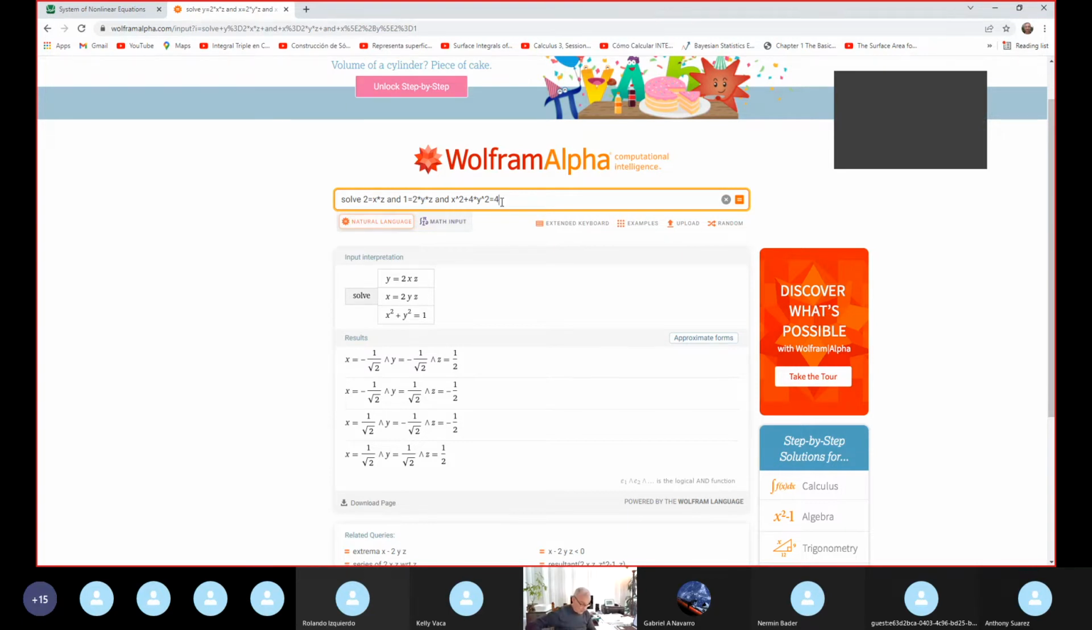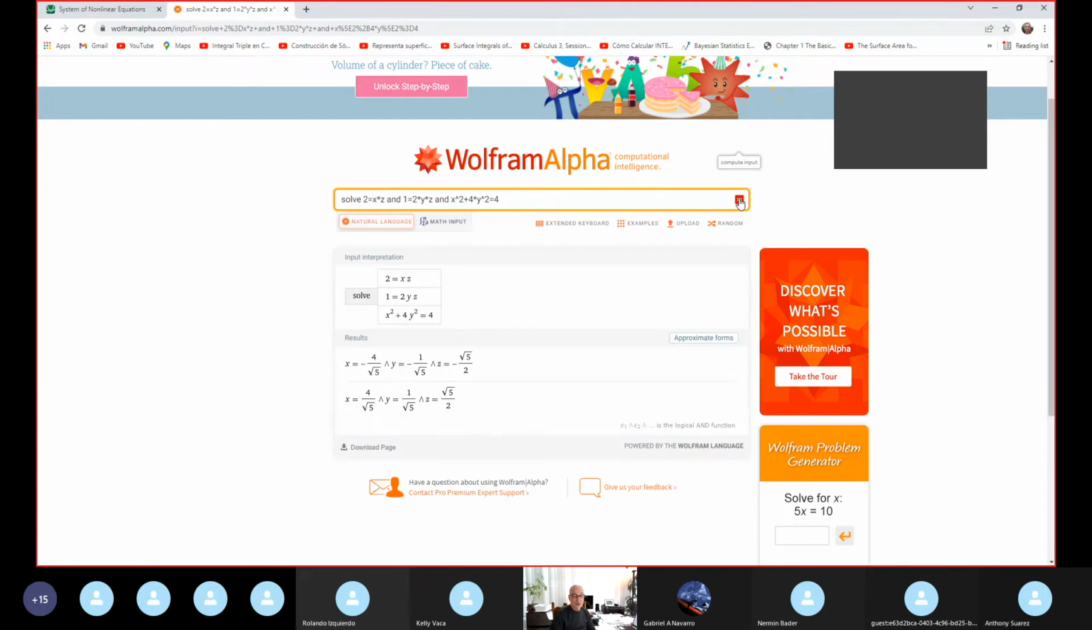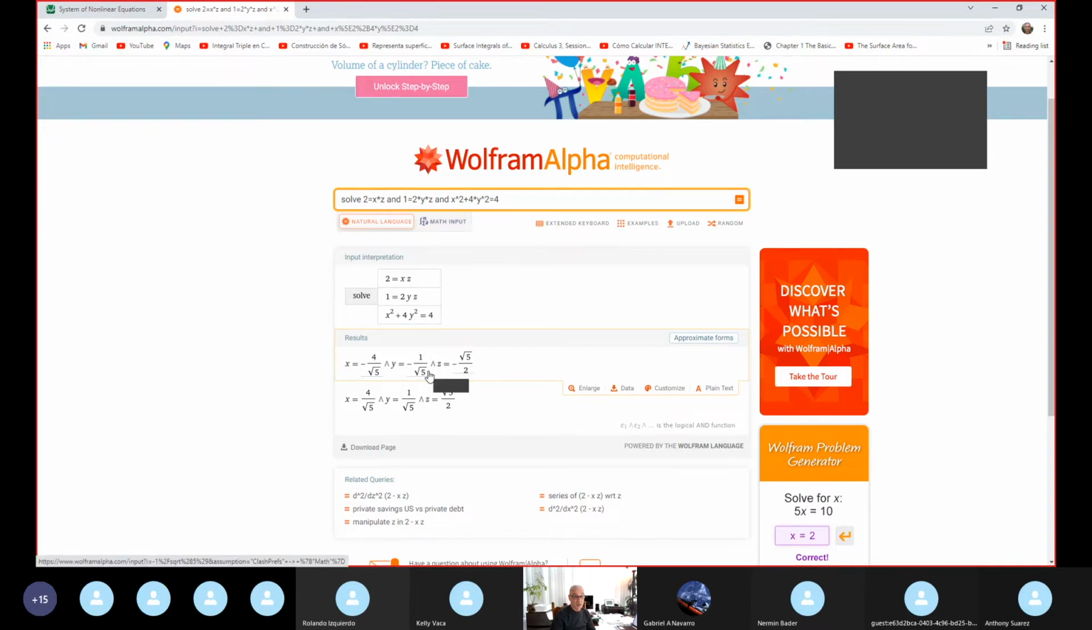The first equation is 2 equal x times c. The second equation is 1 equal 2yz. Nice. And the last equation is x squared plus 4y squared equal 4. Done. Solving. Thinking. Boom. You have two solutions only. Two solutions work. Okay, -4 radical 5. I don't know why no rationalization the answer. Y is equal to -1 over 5, y radical 5, sorry, and c is negative radical 5 over 2.